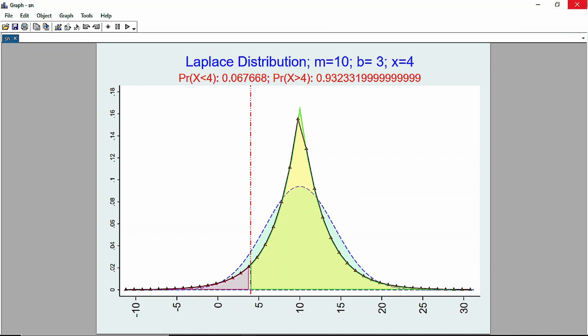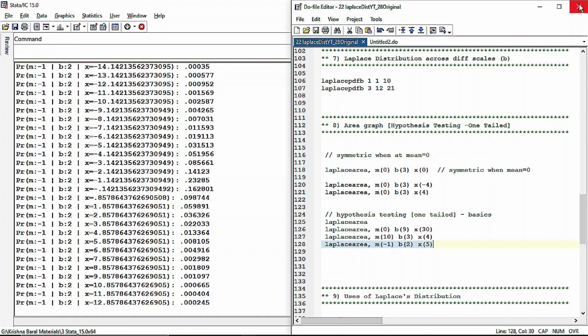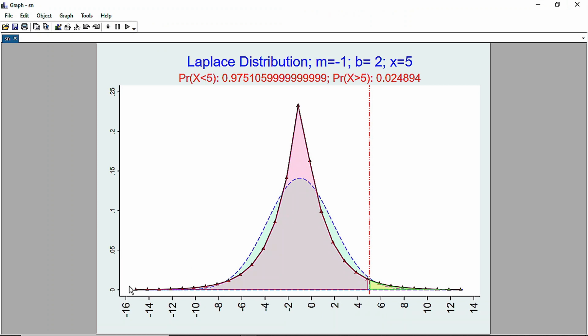and we conclude that the value of x is in fact 4. And let us see another example for the mean parameter, or the location parameter, of -1 and the scale parameter 2. We want to test whether x is less than or greater than 5, depending on the situation or the nature of the question. So this is again a Laplace distribution with the given parameters m equals -1 and b equals 2. As m is equal to -1, the Laplace distribution is centered at -1. Our null hypothesis is x equals 5, and our alternative hypothesis is either x less than 5 or x greater than 5, depending on the situation of the question.